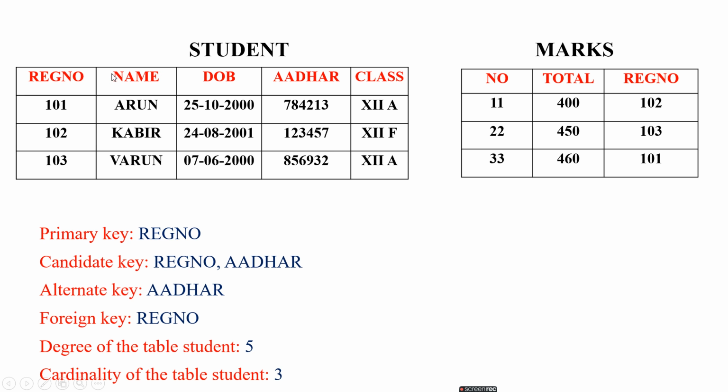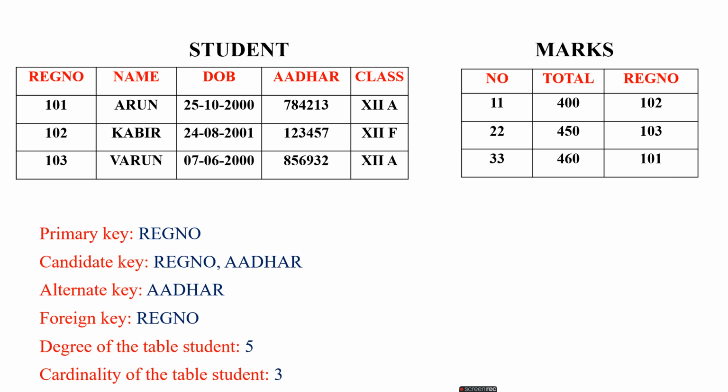Now next is the name column. More than two students will be having the same name in a class, so it is not possible to set name as a primary key. Now next is the date of birth. More than two students will be having the same date of birth, so it is not possible to set the DOB column as the primary key. Now next is the Aadhaar. Aadhaar number will be unique for each individual, so you can select Aadhaar as the primary key.